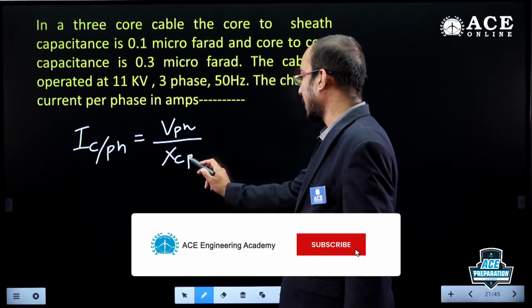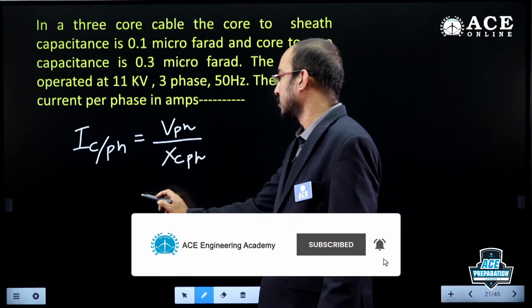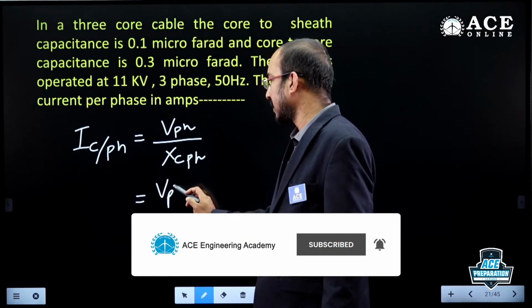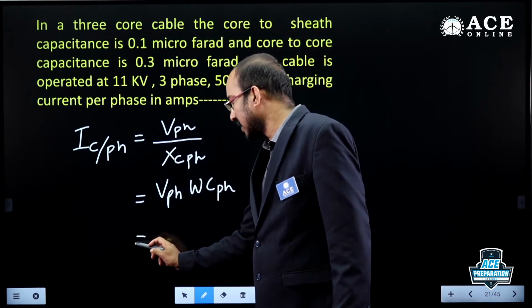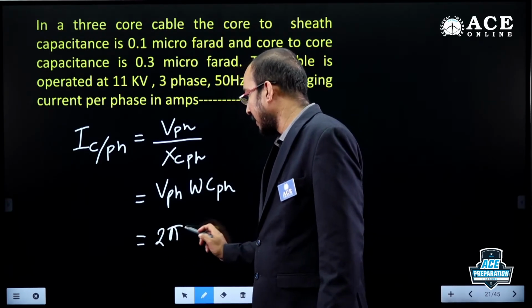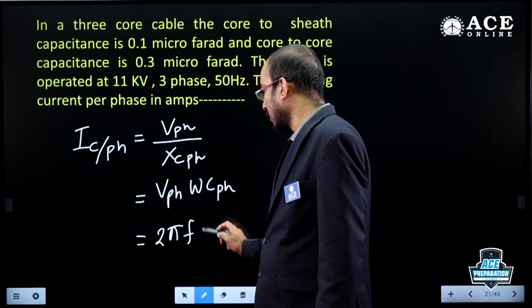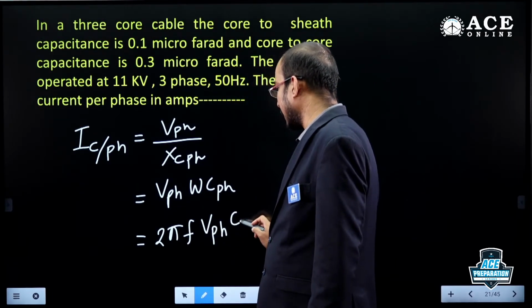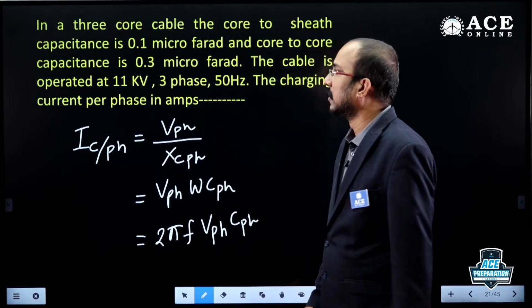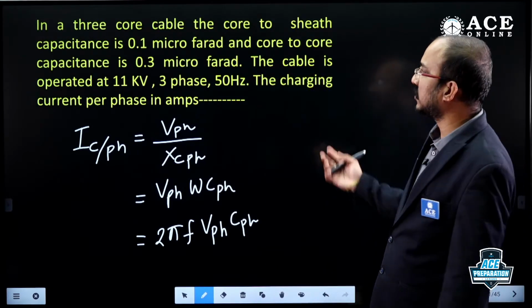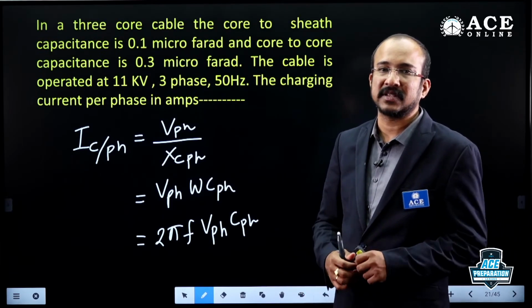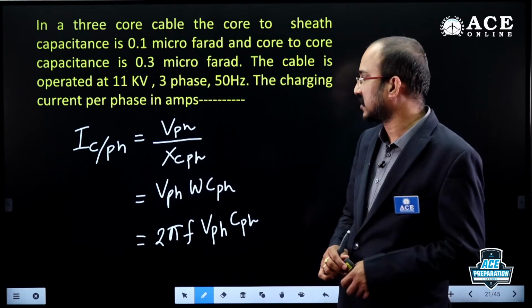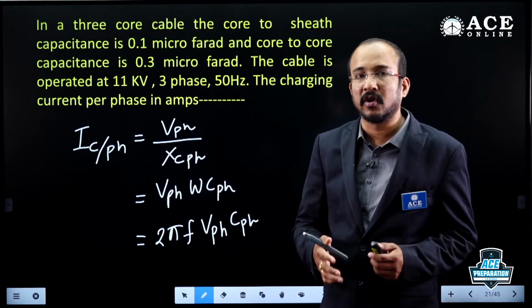XC per phase, capacitor reactance per phase. So we can write it as V phase into omega into capacitance per phase. That is nothing but 2 pi into F into phase voltage multiplied with capacitance per phase. So here, if you observe the question, per phase capacitance is not given. Core to core capacitance and core to sheet capacitance value is given. So now how do you calculate?